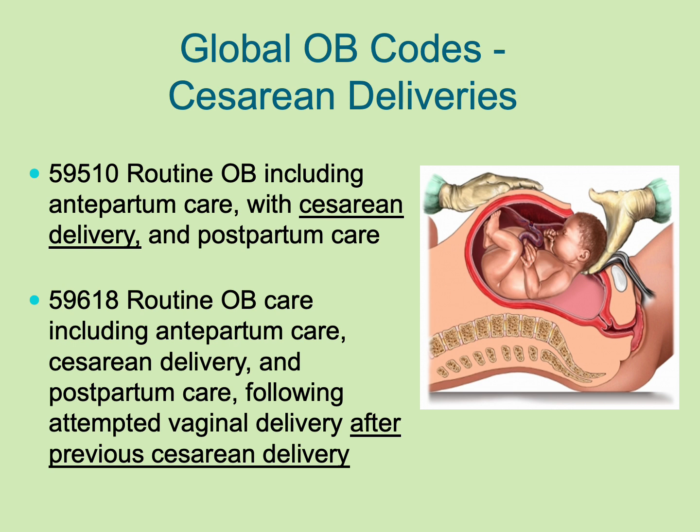Note that 59618 reads following attempted vaginal delivery. Now, you may not find that documented. You can still use this code even if that's not in the record. All you need to know is she had a cesarean before, she's having a cesarean this time. So don't worry about documentation of an attempted vaginal delivery.